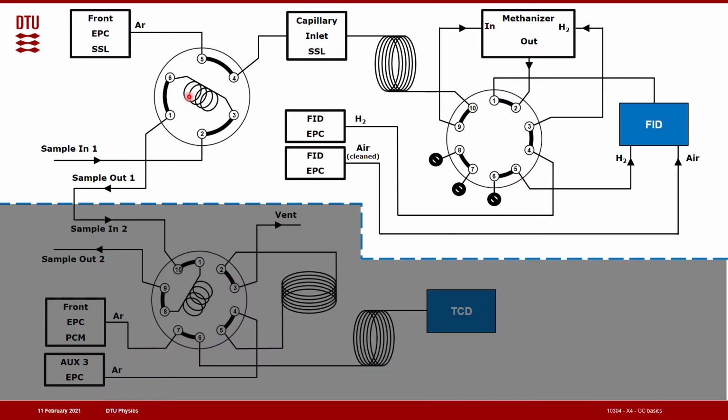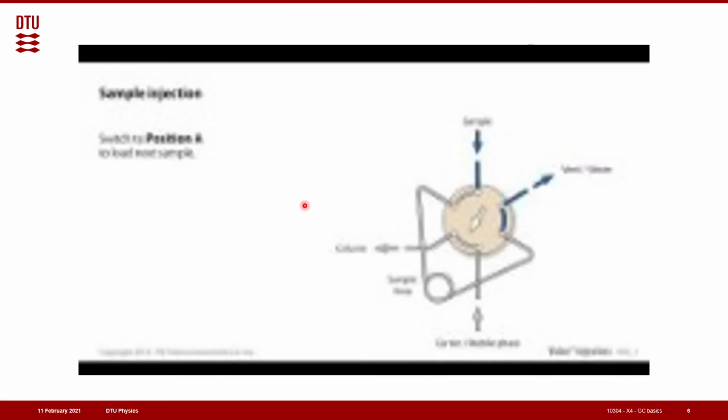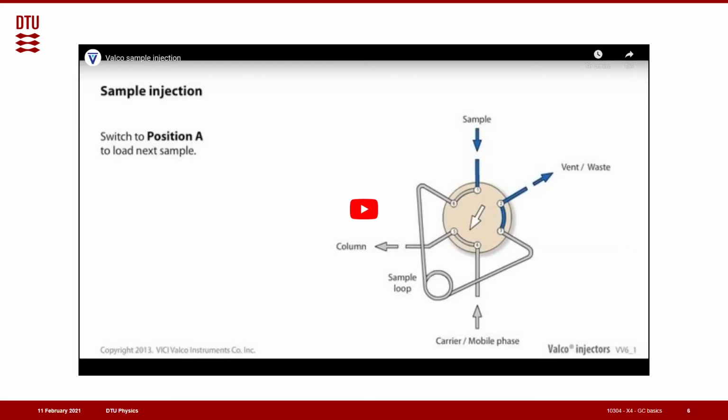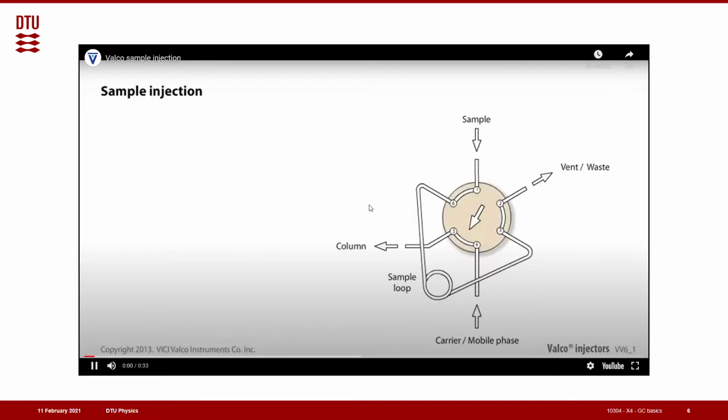So let's have a look at the FID part. The main thing that happens here is our sample comes in. This happens all the time. It goes through the column and just out again. We call this idle mode. Nothing happens until we turn the valve and take a sample, or take an injection as it's called. But I have a small video here which is better at illustrating it, so I'll just run this.